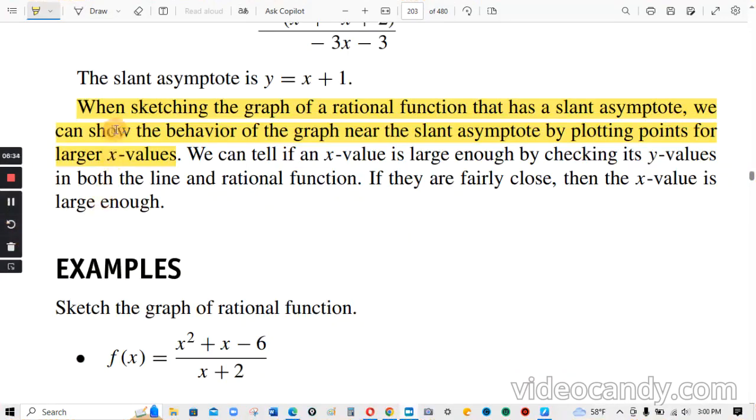All right, so the author's advice when sketching the graph of a rational function that has a slant asymptote: we show the behavior of the graph near the asymptote by plotting points for larger x values. All right, we can tell if the value is large enough by checking its y values in both the line and the function. If they are fairly close, then the x value is large enough.